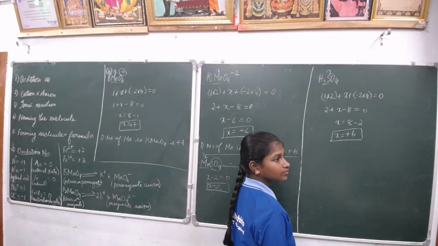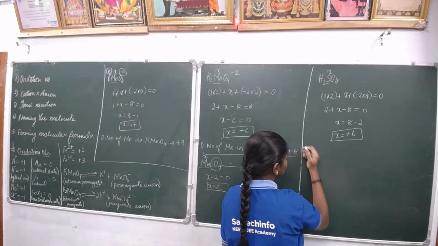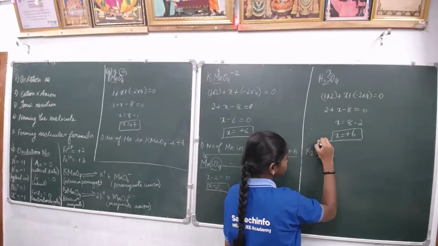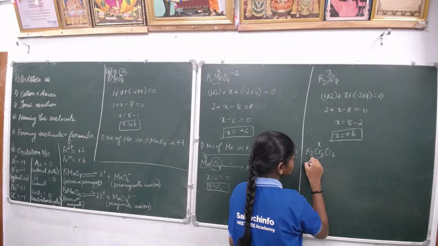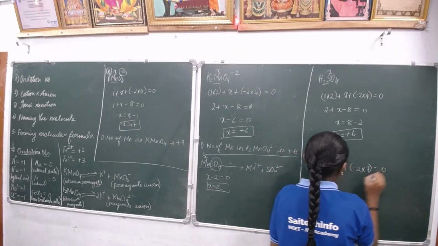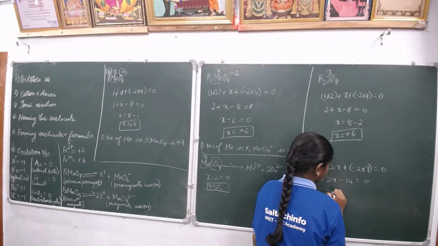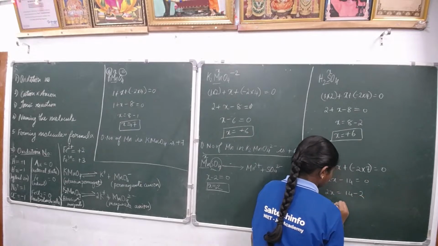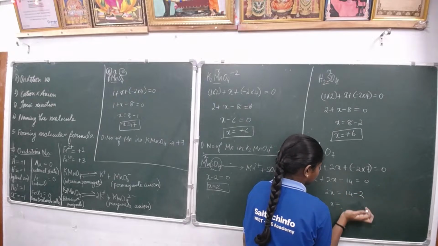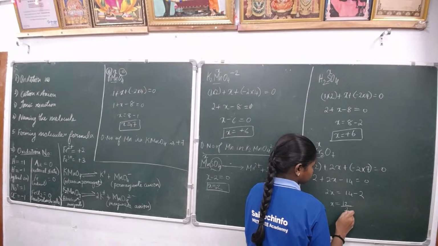What is the oxidation number of chromium in K2Cr2O7? Potassium dichromate. So Cr put X, potassium plus 1, oxygen minus 2. So 2 plus 2x minus 7 2s are 14 is equal to 0. Therefore 2x minus how much? 12 is equal to 0. 2x is equal to 12. X is equal to plus 6. So the oxidation state of chromium in potassium dichromate is plus 6. Got it?